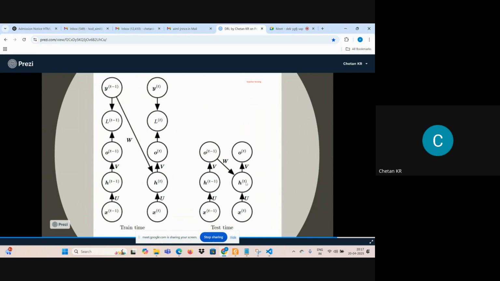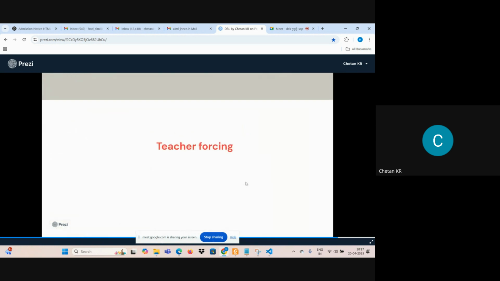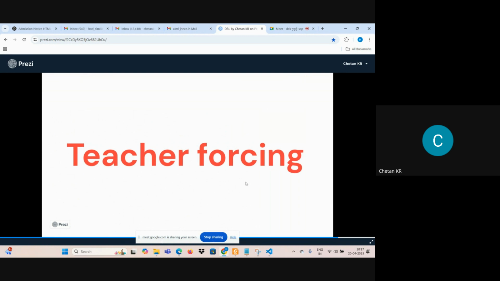Predicted output of the previous step is connected to the hidden of the current step. And then in training only, the actual output of the previous step is connected to the hidden of the current step. This technique is called teacher forcing. In teacher forcing, they are trying to force the actual output in the training stage.